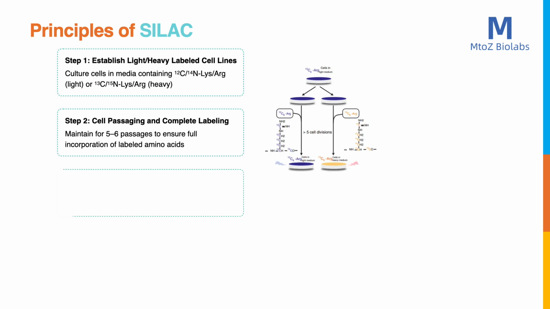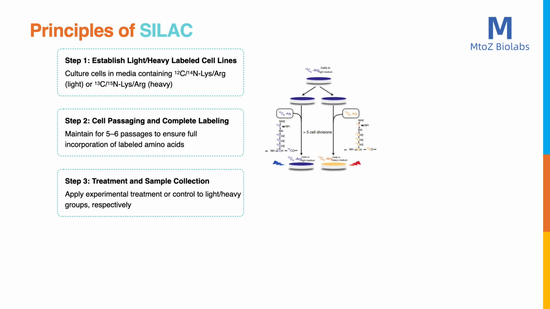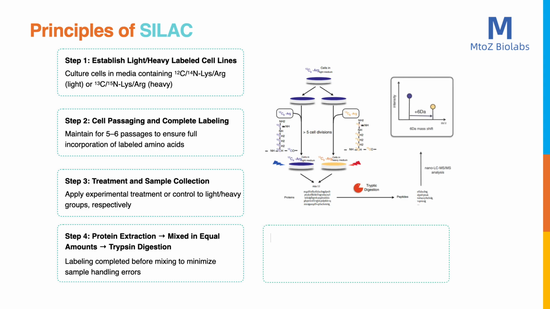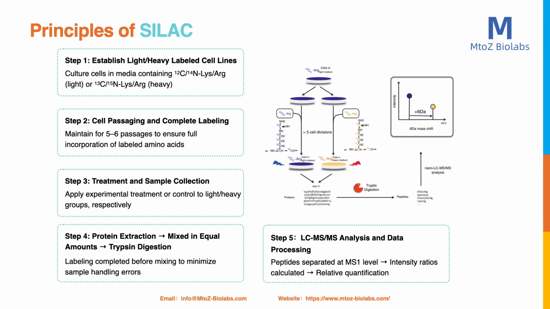Once stable isotope labeling is complete, the cells are subjected to experimental treatments, such as drug stimulation or gene knockout. The light and heavy labeled cells then represent different experimental groups. After treatment, proteins from each group are extracted, mixed in equal amounts, and then digested. Finally, the samples are analyzed by mass spectrometry. At the MS1 stage, the mass differences between labeled peptides are detected, and by comparing peak intensities, the relative abundance of proteins can be determined.